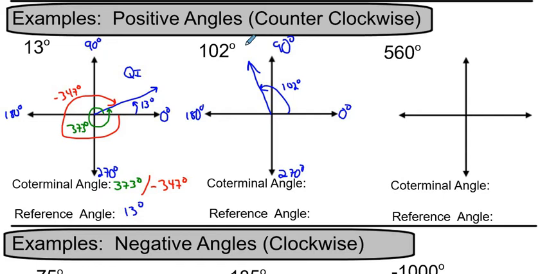Now, you could do it more than once. I mean, if you wanted to add 360 twice, that would also be coterminal. You just have to draw a separate picture for that. So the first one, 102 plus 360 is, of course, 462 degrees. And to subtract, 102 minus 360 would be negative 258 degrees.